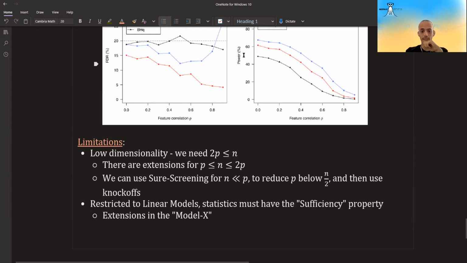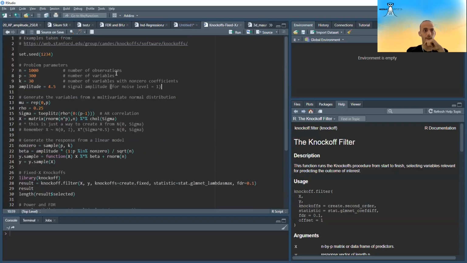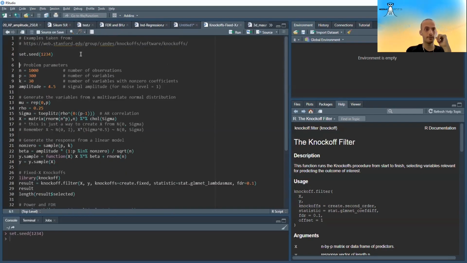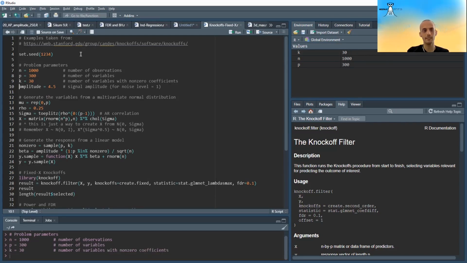Now I want to show you this a bit in code. Okay, so this is an example taken from their website of the knockoffs, which I just adjusted a bit. So let's suppose we want 1,000 observations. We have 300 variables, and we want only 30 of them to actually have a non-zero signal. And the amplitude that will give these non-zero signals is 4.5.